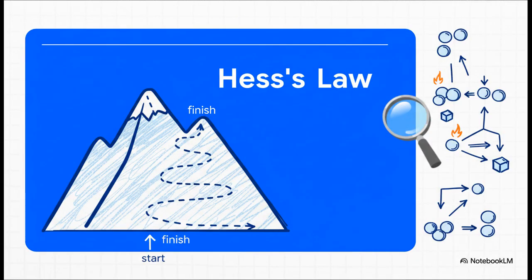This is such a powerful idea. Basically, it says that the total energy change for a reaction doesn't care about the path you take to get there. We call this total energy change enthalpy. Here's a great analogy. Think about climbing a mountain. Your total change in altitude is exactly the same, whether you take a super steep direct path or a long, winding trail. That's because altitude is what we call a state function. All that matters is where you start and where you end. And enthalpy works the exact same way.